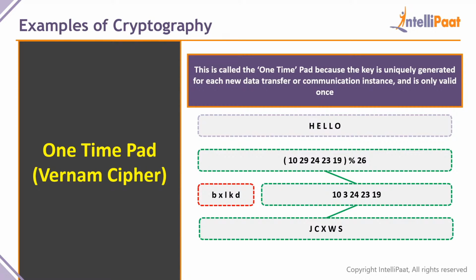So the only thing in this particular case that needs to be known by the decryption end, or the recipient's end, is this particular key that you have, which is BXLKD. This is the key that is supposed to be known for that one particular instance of communication between you and the receiver, so that the receiver is successfully able to decrypt your message, right? So this is one-time pad. So JCXWS is your cipher.